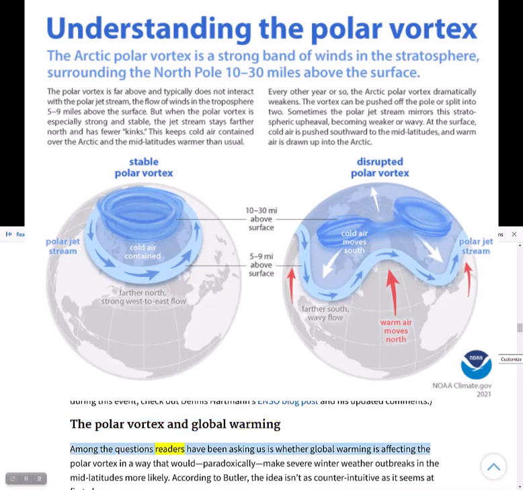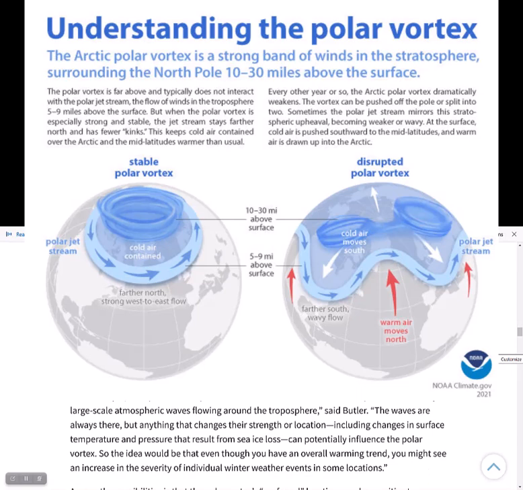Among the questions readers have been asking us is whether global warming is affecting the polar vortex in a way that would, paradoxically, make severe winter weather outbreaks in the mid-latitudes more likely. According to Butler, the idea isn't as counterintuitive as it seems at first glance.